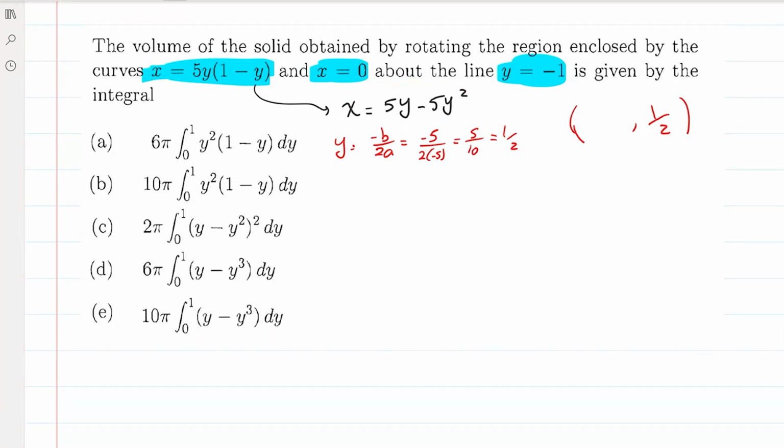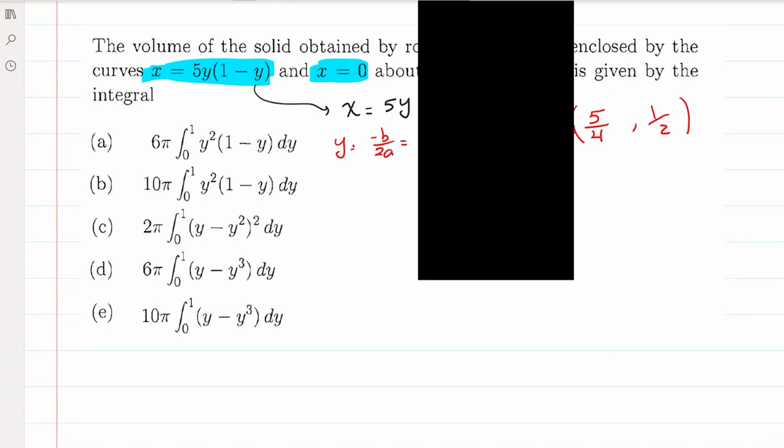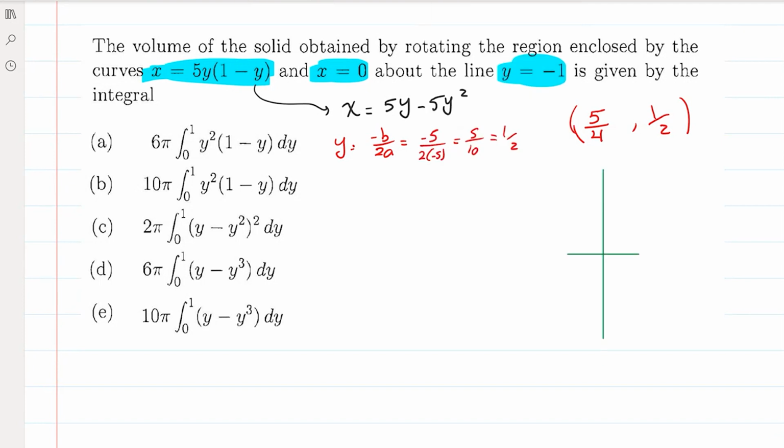Right. How to find the x-intercept? Just substitute half here. So it will be 5 times half, 5 over 2, minus 5 times half squared, 5 over 4. And this is equal to 5 over 4, because 5 over 2 minus 5 over 4 will be 5 over 4. Now, since you have a parabola, the square for y square, it will open left or right. Because it's negative, it will open to the left, with vertex equal 5 over 4 and half. So it's clear now, the parabola will be something like this.